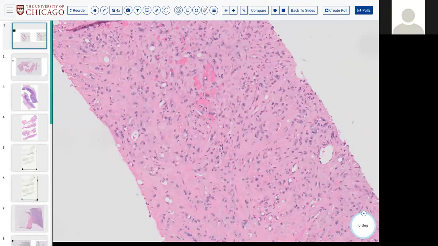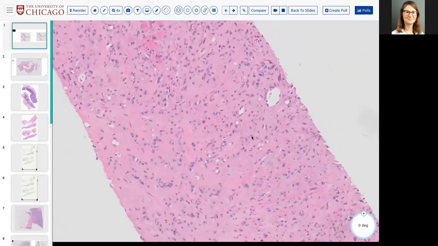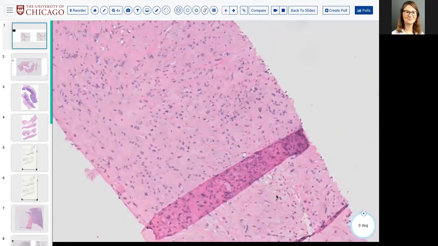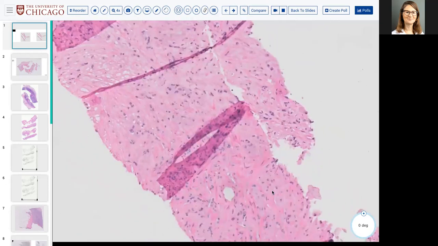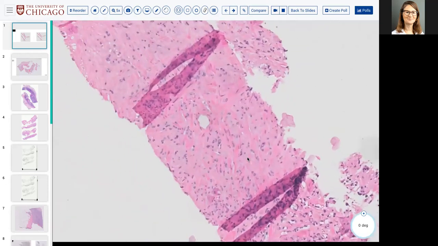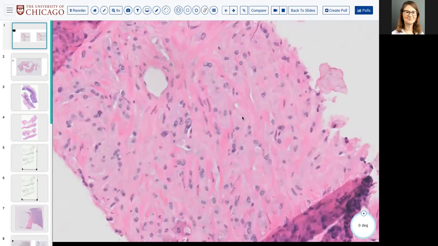CD31 and CD34. Exactly. So generally I put a broad panel on these because not all vascular neoplasms necessarily express all vascular markers. So it's nice to have a kind of quorum. And so those plus keratin would be diagnostic in the context of morphology.